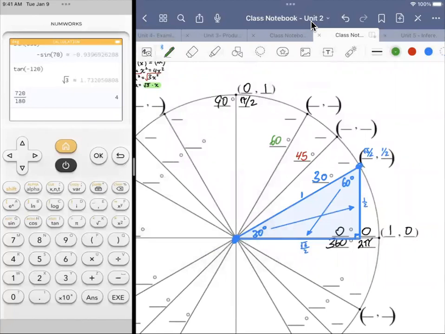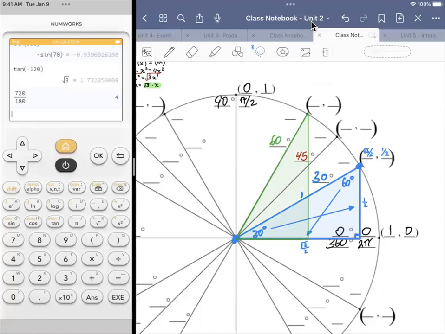But if I draw a right triangle with its base on the x-axis, it's going to have a measure of 60 degrees over here and a measure of 30 degrees up here. So it's actually going to be the reverse of what we just came up with, right?